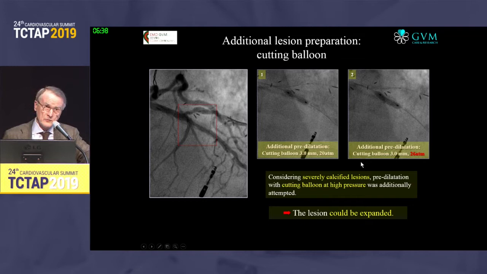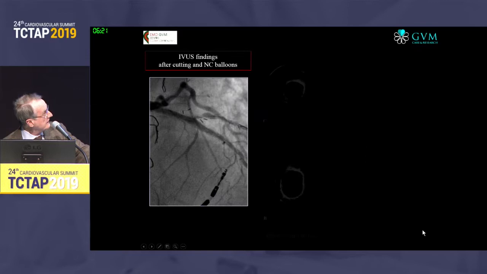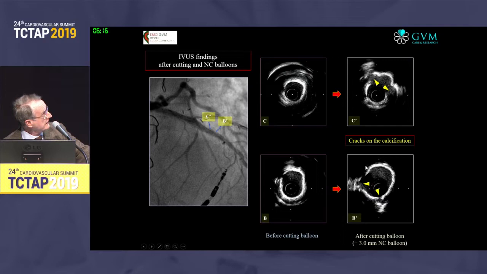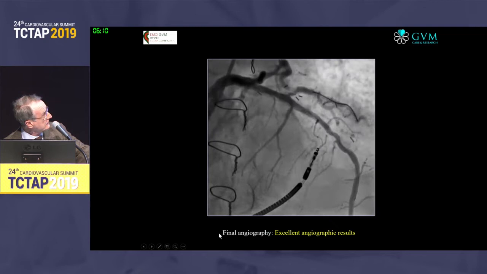Also keep in mind that when you're inflating a high-pressure cutting balloon, the cutting balloon is semi-compliant, so you have to undersize by half a millimeter, otherwise you're going to need a covered stent. And after the cutting balloon, you have additional broken calcium, and then you can deliver the stent with a good final result.